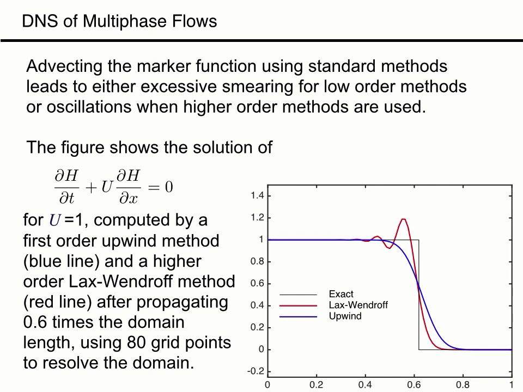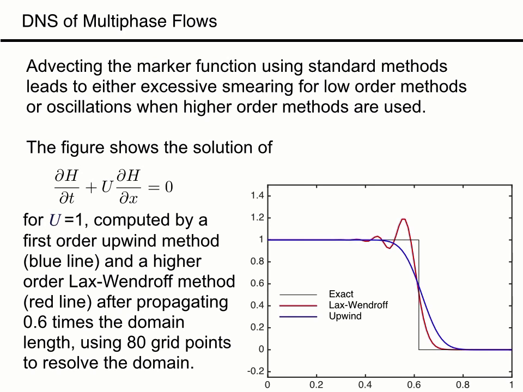The thin black line shows what the solution should look like, and it's obvious that neither method does a good job. The blue line shows that the first-order method smears out the steep change in h, and the high-order method, the red line, produces a solution with large oscillations behind the step. This is what is generally found for linear or classical schemes. First-order methods result in excessive smearing, and higher-order methods introduce oscillations.